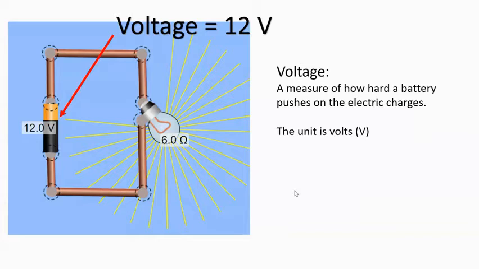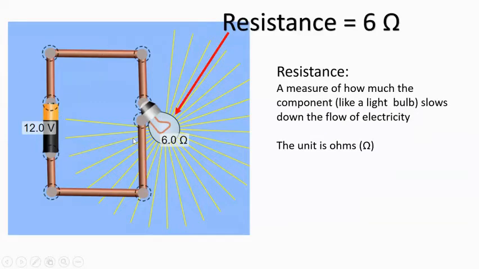Okay, the first thing we're going to talk about is voltage. So you probably see there's voltage on batteries. The voltage of a circuit comes from the battery that you put in it. And so if this is a 12-volt battery, then there's 12 volts in the circuit. And voltage basically measures how hard a battery pushes on the electrical charges. So the harder it pushes, the more potential energy it gives to the electrical charges in the circuit. The unit for voltage is volts, and it's a capital V when you write it after a number.